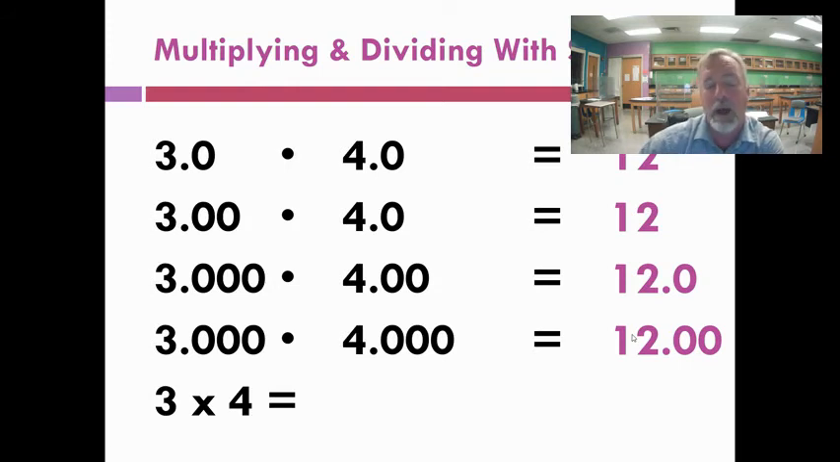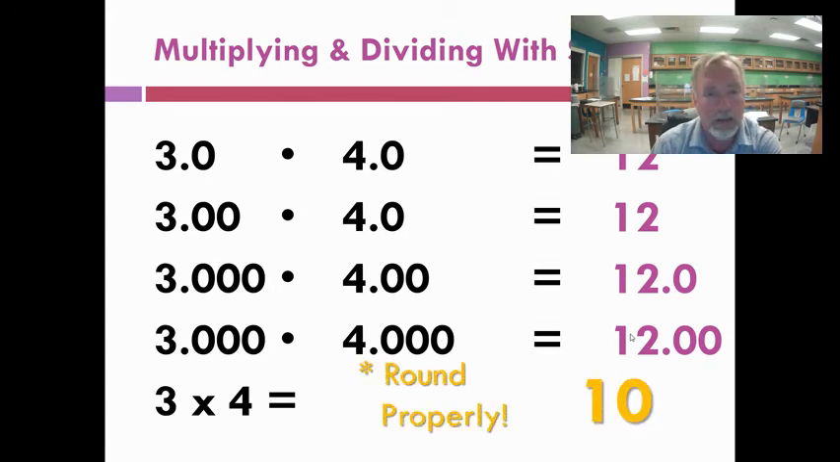So let's try this. What do you think this bottom number is going to be in science class? We're not talking about math class. We're talking about science class. 3 times 4. I'll tell you your answer here is 10. And you're going to look at me, Dr. Yates, you're nuts. My calculator tells me 3 times 4 is 12. And I'll tell you, exactly right. Your calculator tells you that it's 12. That's math.